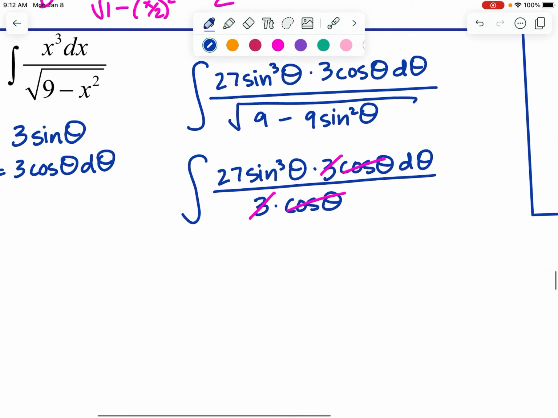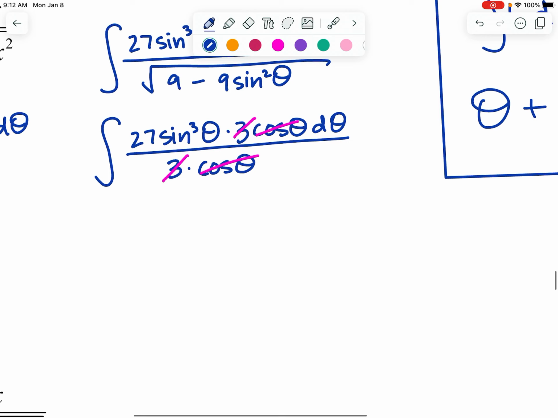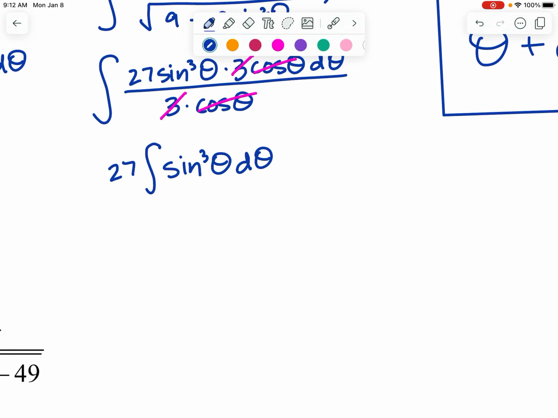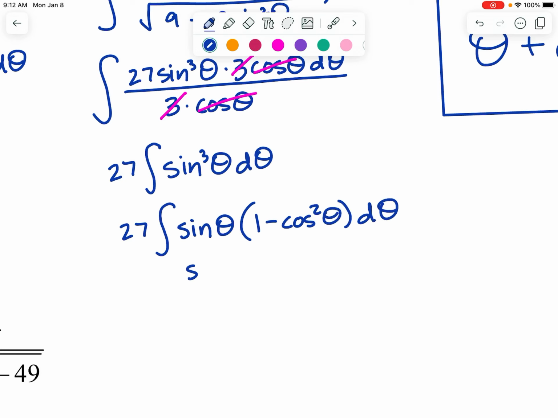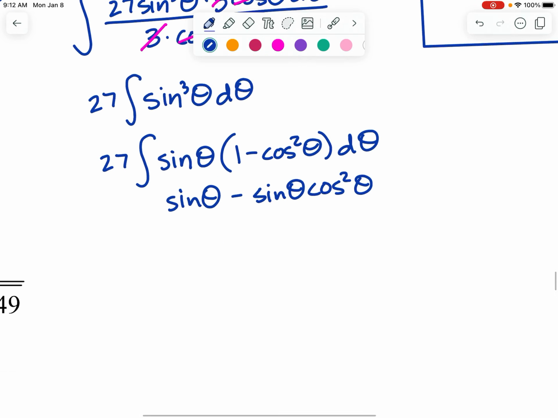All right. Luckily, things cancel, cancel, cancel, cancel, because I picked right, frankly. And now I can do out this integral. I'm going to pull my 27 out in front, and I'll do the integral of sine cubed. Oh, hey, we've done this one before. The trick to this one is rewriting sine cubed as sine times sine squared. So that's going to be 27 sine of theta, and then I'm going to change sine squared into 1 minus cosine squared. Distribute. That's going to be sine theta minus sine cosine squared. And then I can take the integral of each of those pieces.